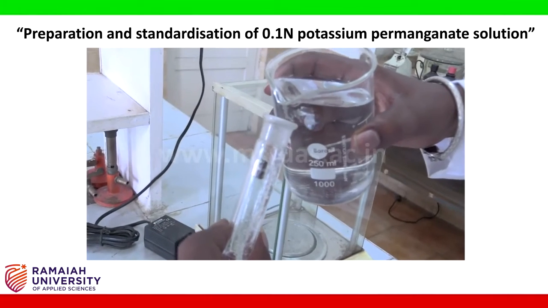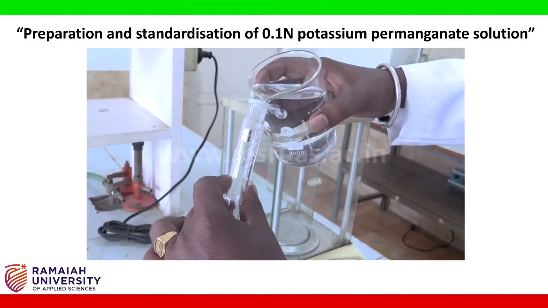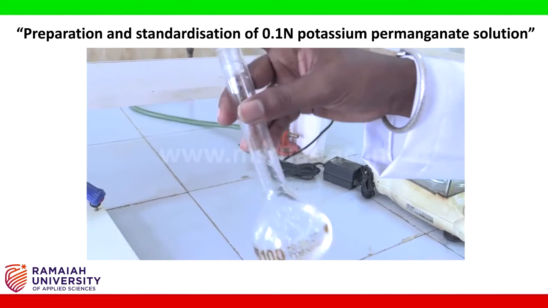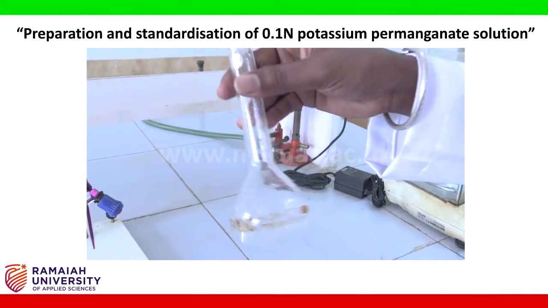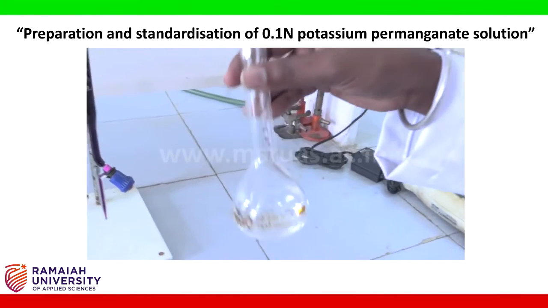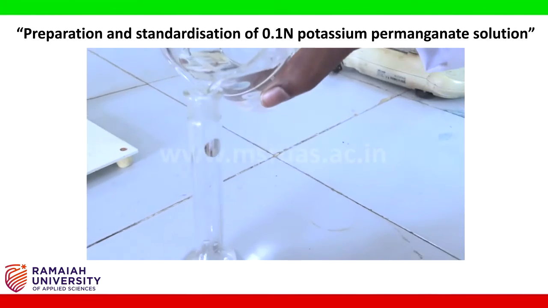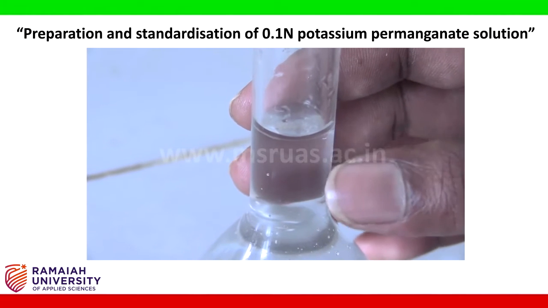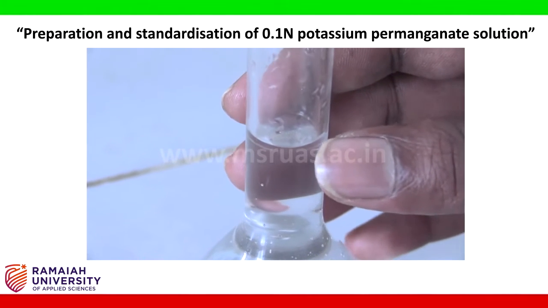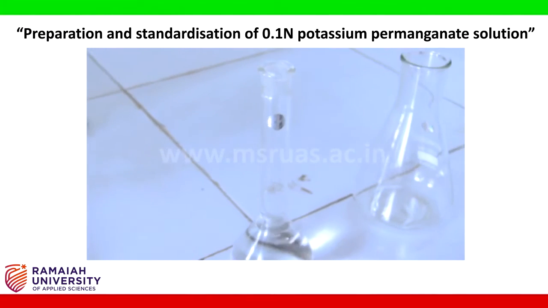After transferring the oxalic acid, we have to make the solution up to the mark of 100 ml. After adding distilled water, mix thoroughly until the solution is formed, because the sample of oxalic acid has to be dissolved completely. Add distilled water up to the mark. As this is a colorless solution, we have to fill up to the lower meniscus of the liquid. After filling, we have to pipette out 10 ml from the standard flask.